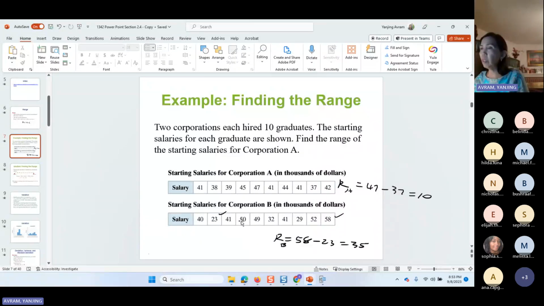And then if you have 50 in corporation B, is 50 good or not? Is 50 above the average or below the average? And if below or above, how far away? So we're going to be able to use the standard deviation to calculate.